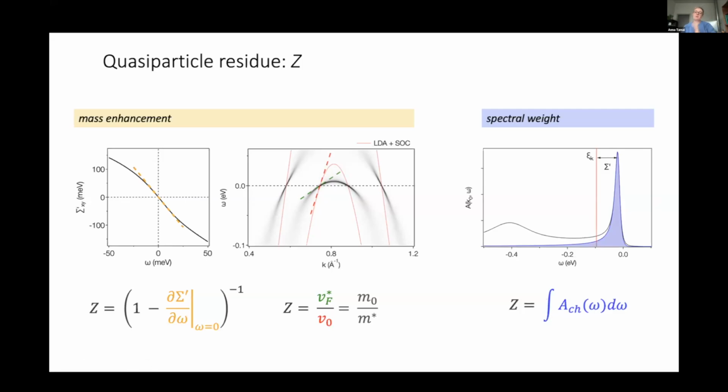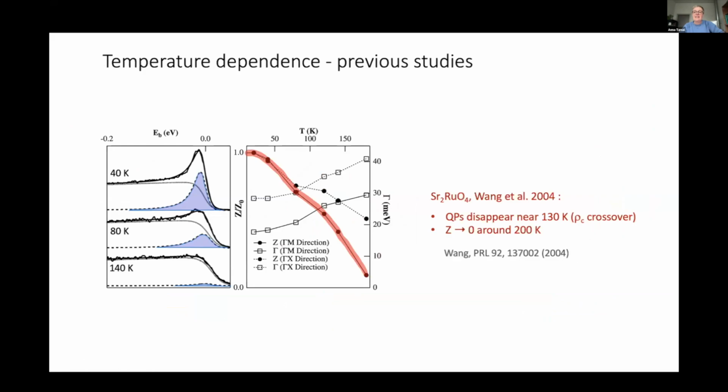This problem was already looked at a few years ago in the group of Peter Johnson. They looked at how quasi-particles evolve with temperature. These are some of their data. It's an EDC, an energy distribution curve, measured at a specific point on the Fermi surface for three different temperatures. They assume some background and extract the coherent part of the peak.